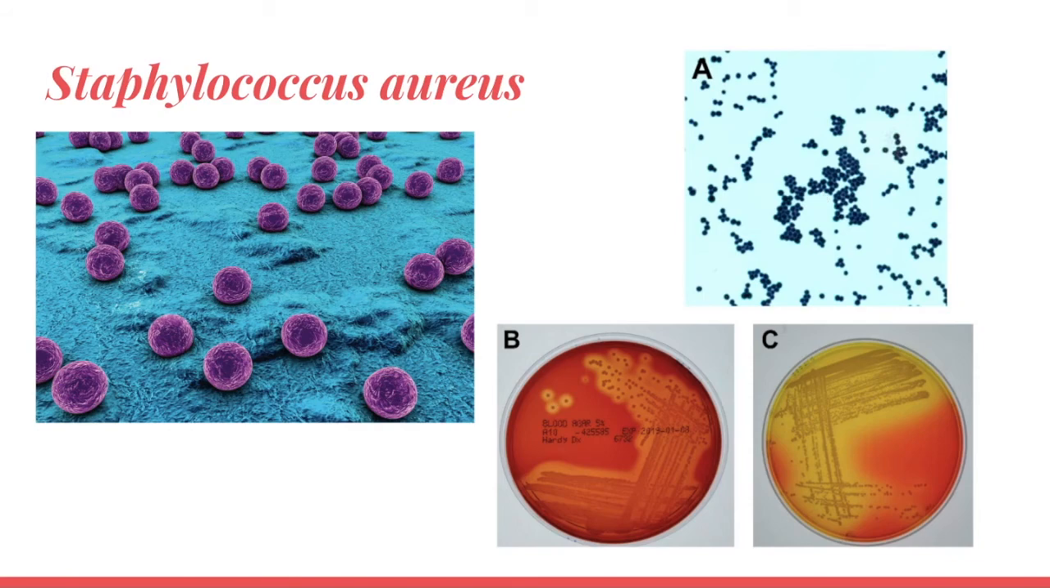S. aureus is most often first treated with methicillin, but some groups of S. aureus are resistant to this and are referred to as MRSA, or methicillin-resistant Staphylococcus aureus. Beyond methicillin, they can also be treated with vancomycin unless they are resistant and referred to as VRSA, at which point they would be treated with other antibiotics.